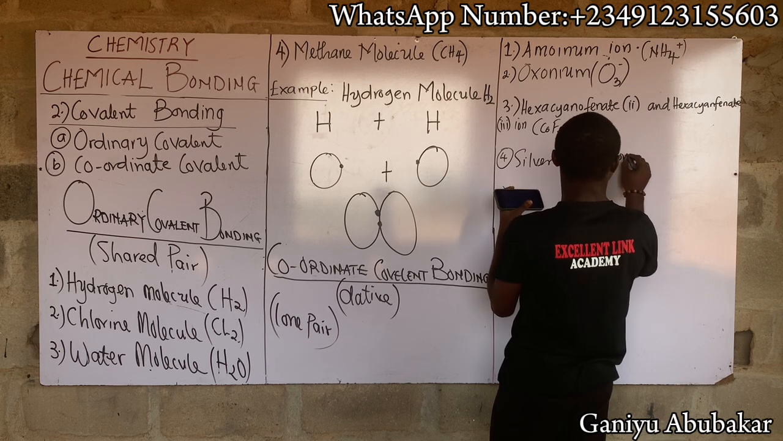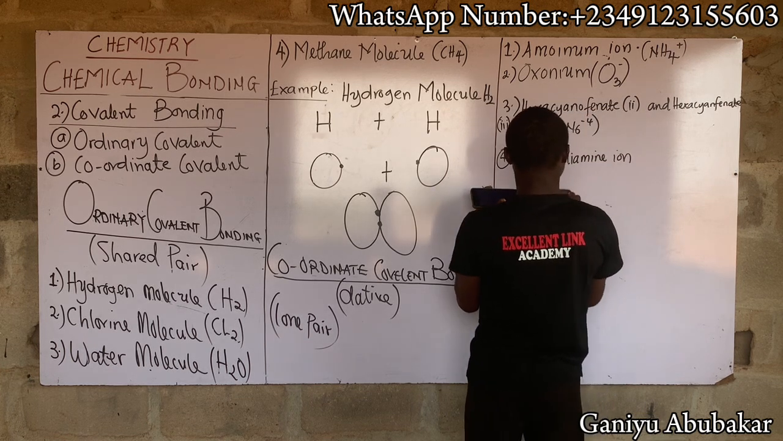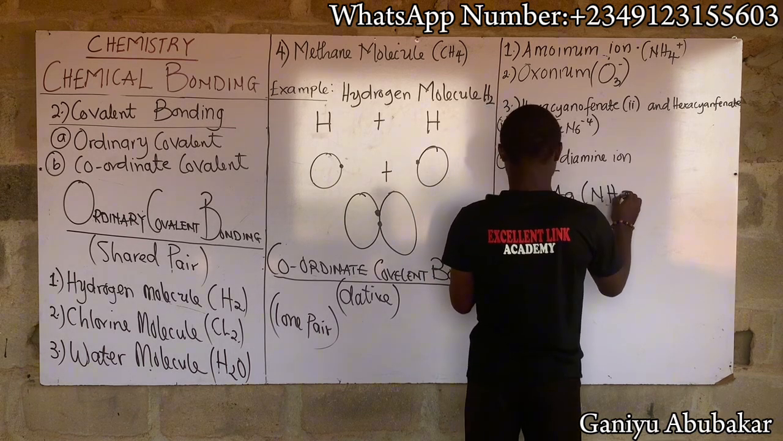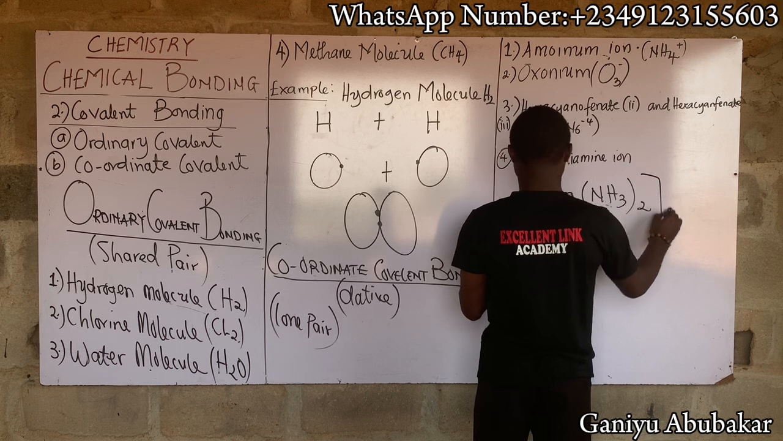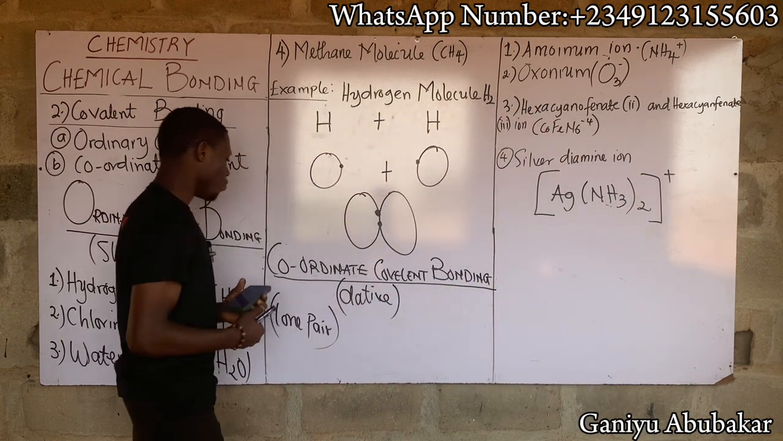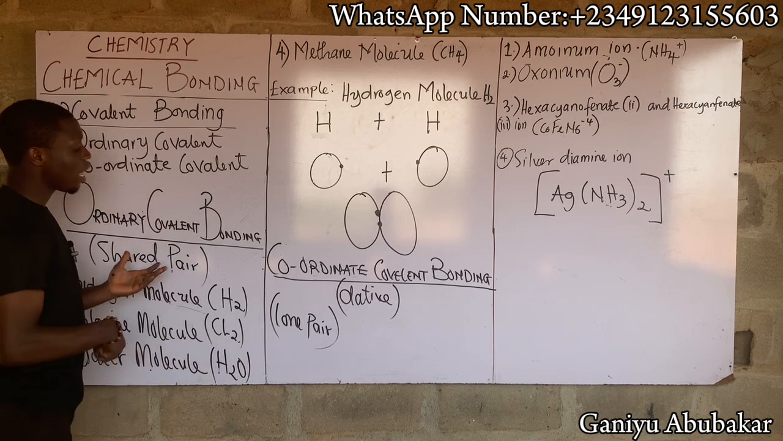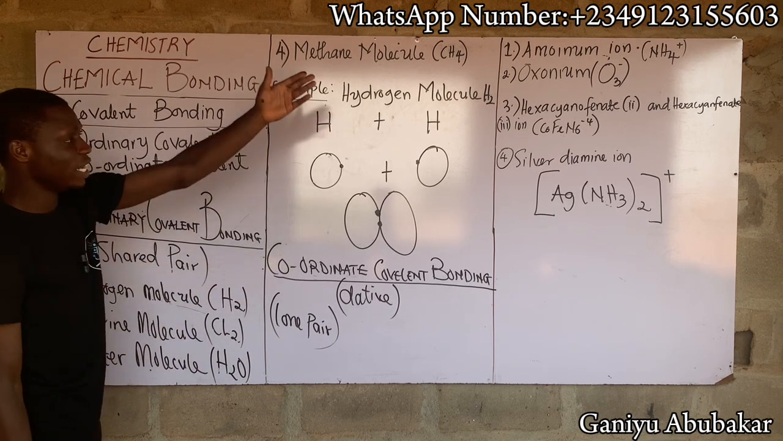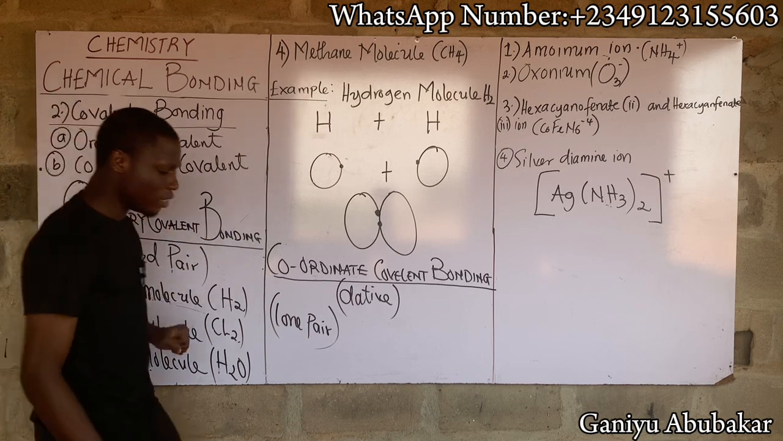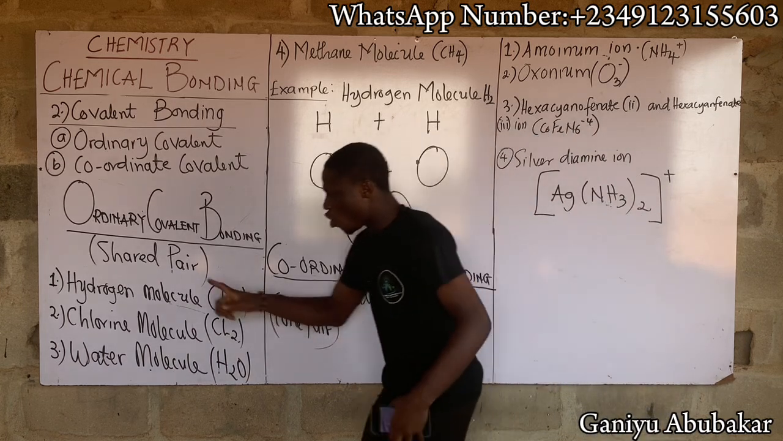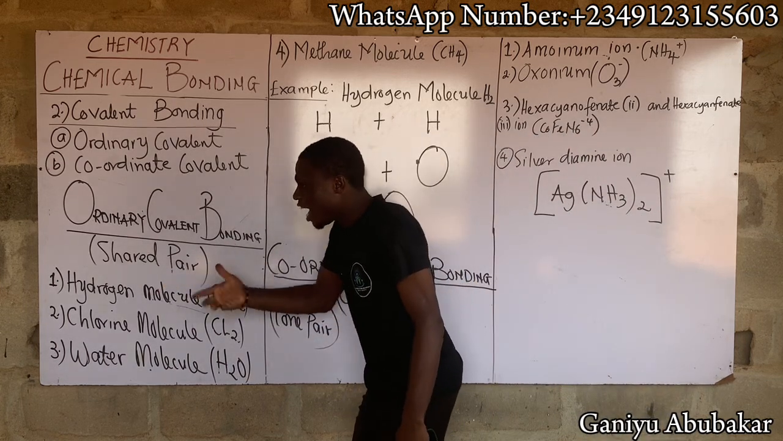Diamine ion, that is Ag(NH3)2 plus. So look up, these are examples of coordinate covalent bonding or dative bonding. I have them here. In general, for ordinary covalent bonding, how do you know them?